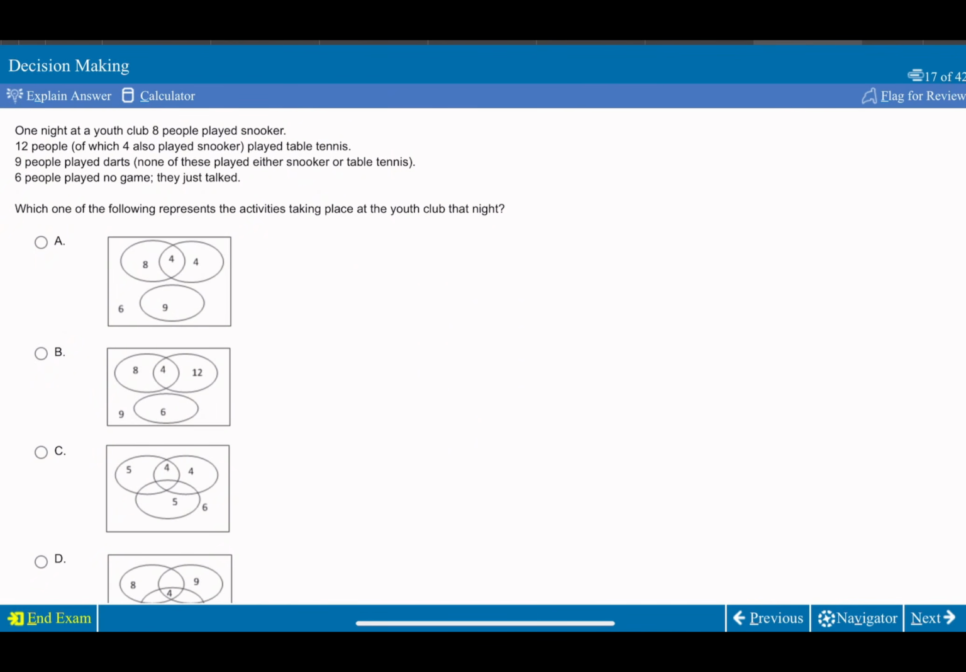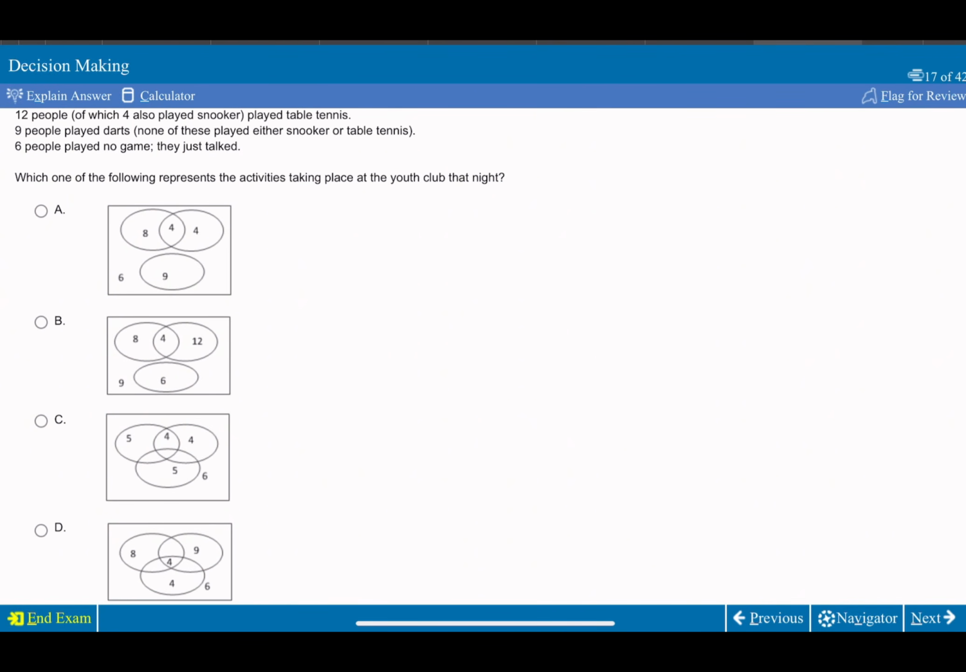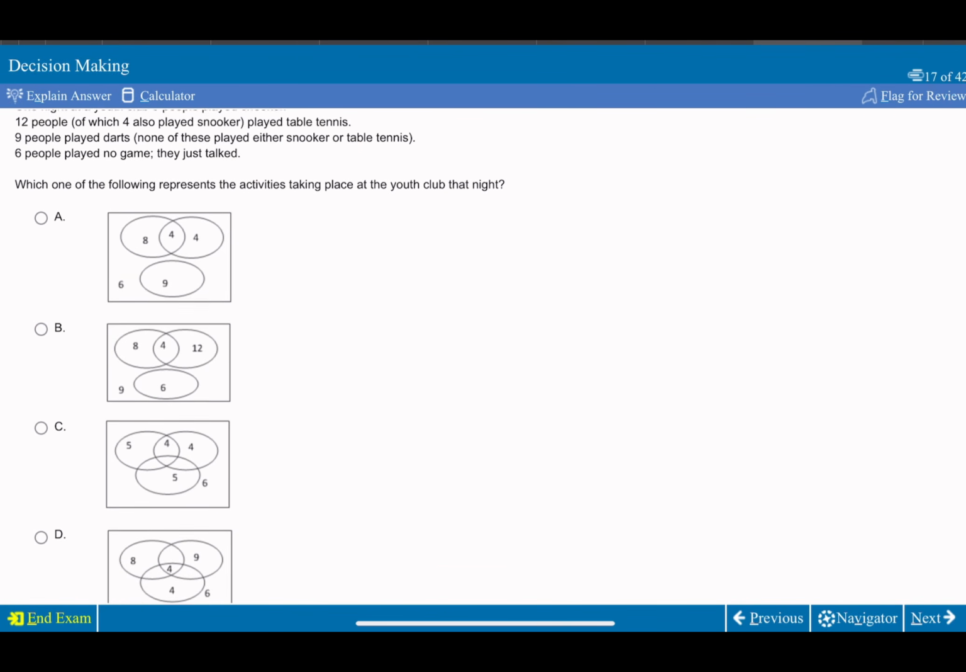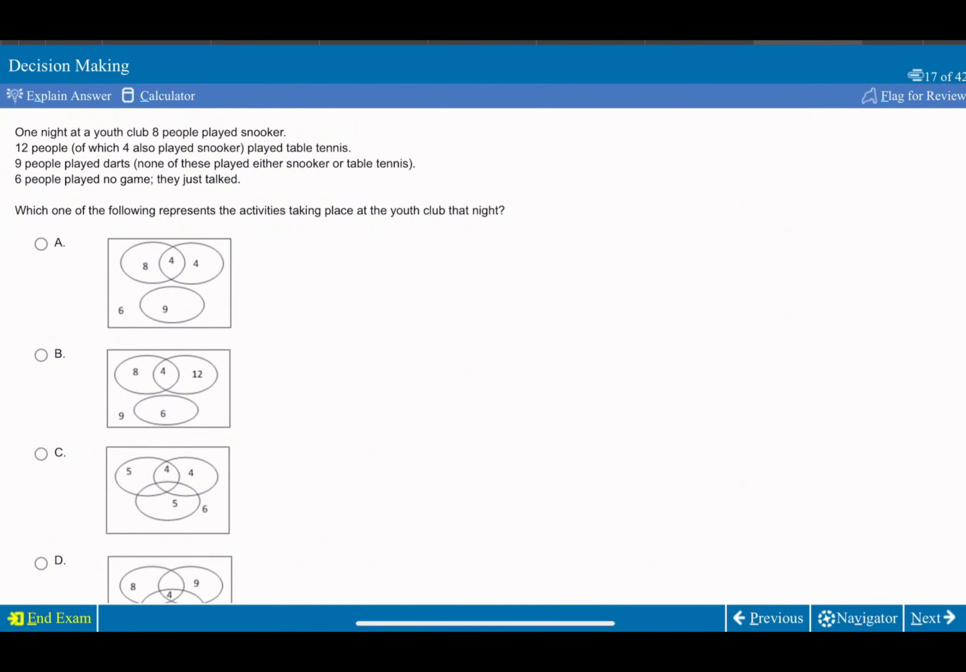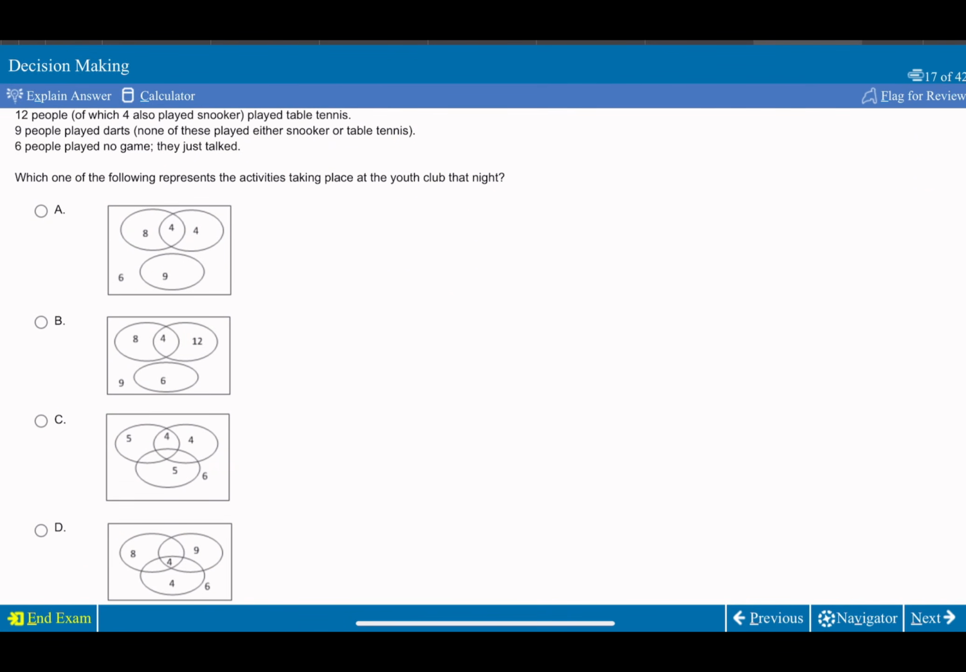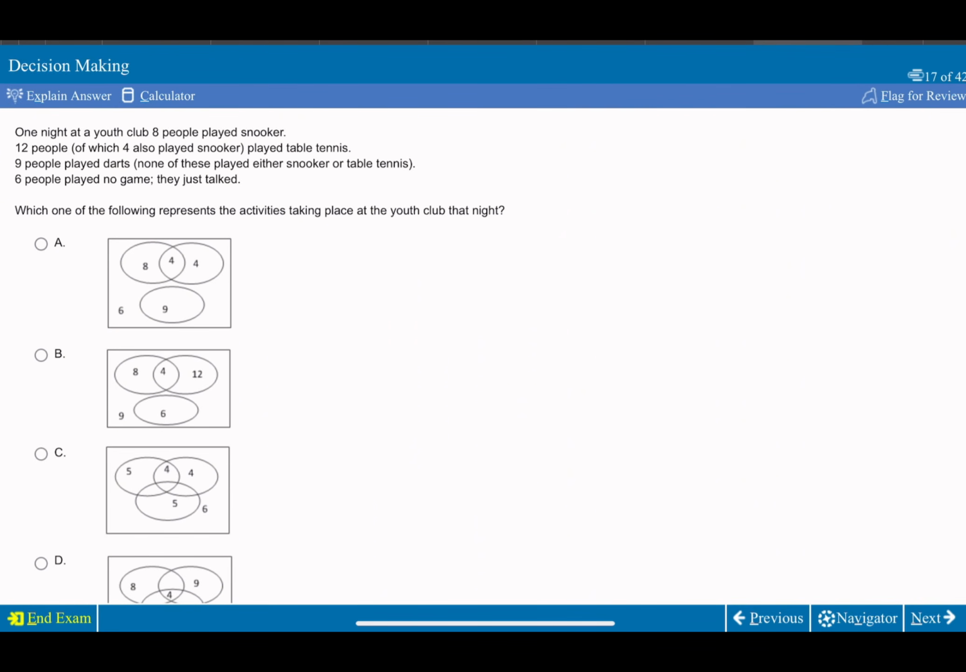It doesn't work for B because then there's 16 people there. And it could work for D if all the people who played that sport also played another sport. But it says 9 people played darts, none of which played snooker or table tennis, so it can't be D. We ruled out C because we didn't get something that added up to 12, and we ruled out B because we didn't get the 9. So the answer is A. You can really see why I dislike these questions, because the only way to do it is to take it step by step and rule out, as opposed to directly hunting for an answer.